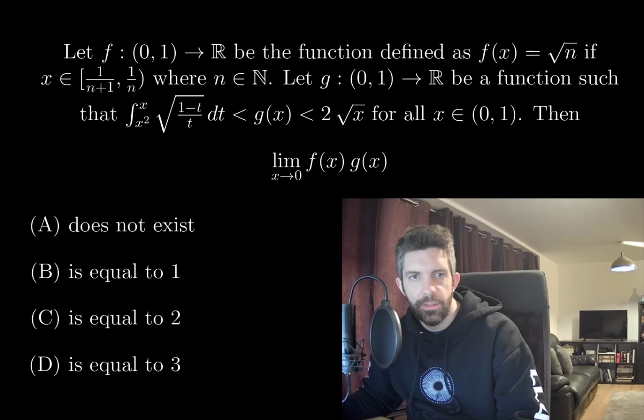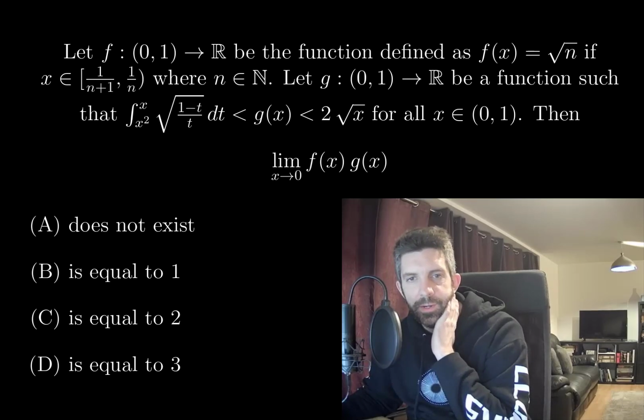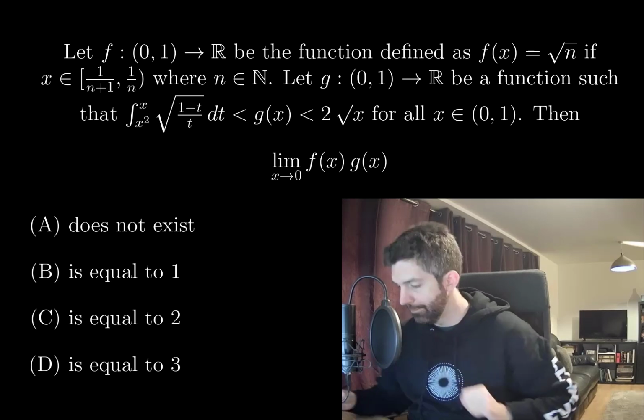Let g map (0, 1) to R be a function such that the integral from x squared to x of the square root of 1 minus t over t dt is less than g(x) is less than 2 root x for all x in (0, 1). Then the limit as x approaches 0 of f(x) g(x) does not exist, is equal to 1, is equal to 2, or is equal to 3.